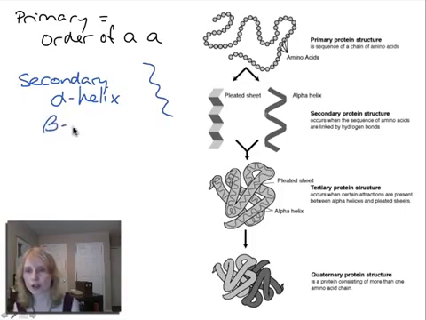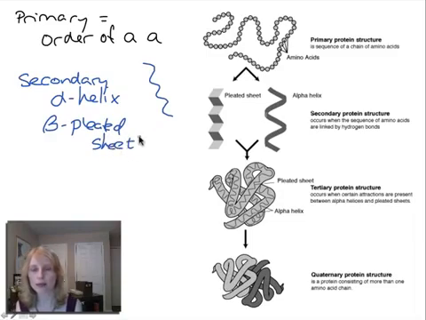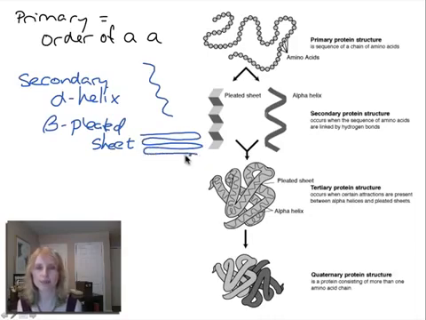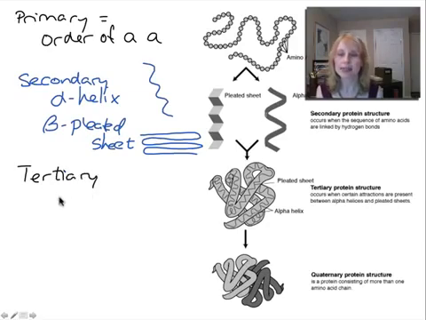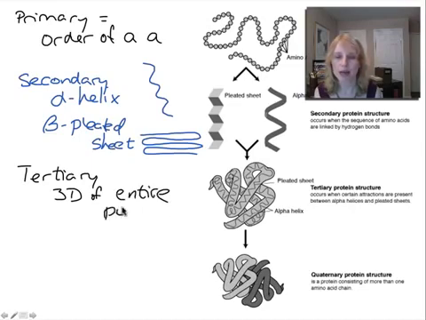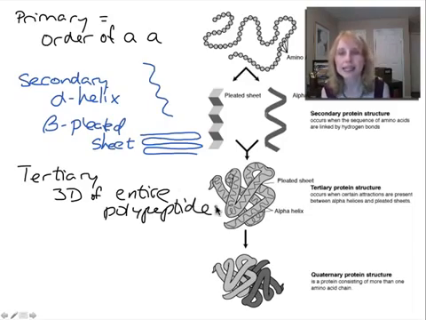The other secondary structure is the beta pleated sheet. The beta pleated sheet is when the chain of amino acids just folds over on itself to become this folded sheet. Okay, so now we move on to the tertiary protein structure. The tertiary structure is the 3D shape of the entire polypeptide chain. So it is how all of the different secondary structures fold in on themselves to become this overall globular 3-dimensional shape of the protein.